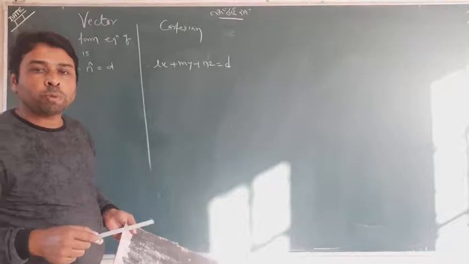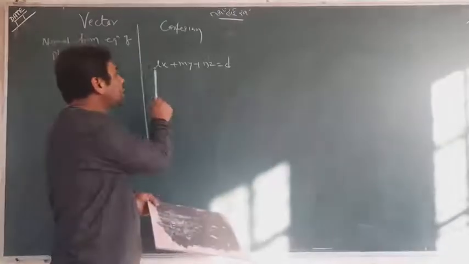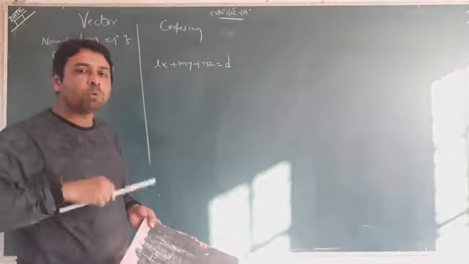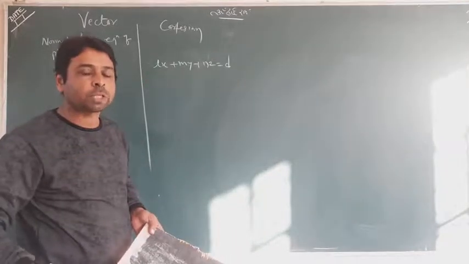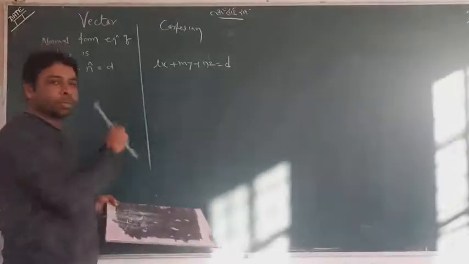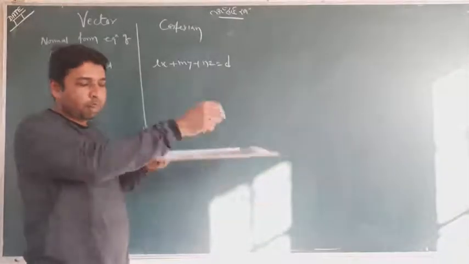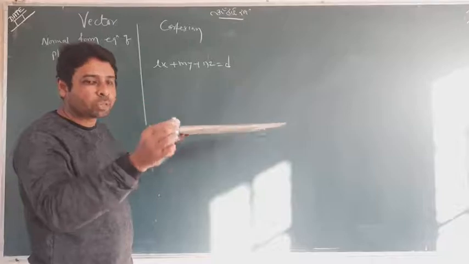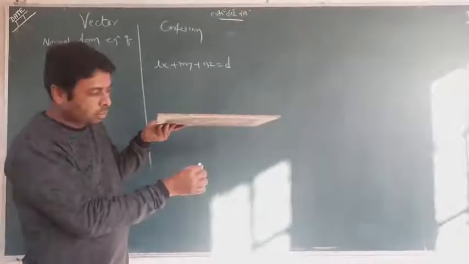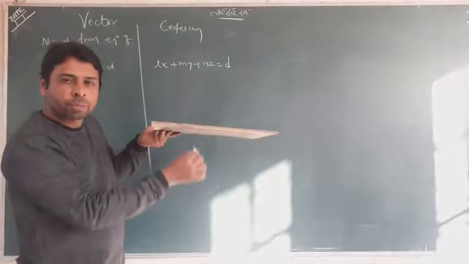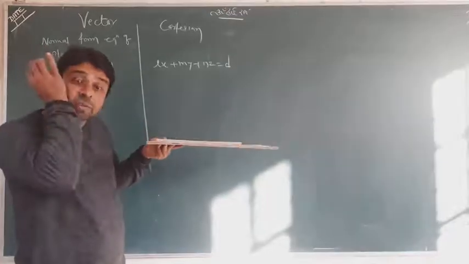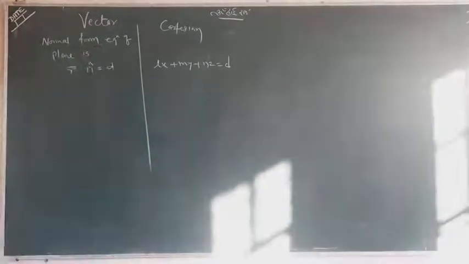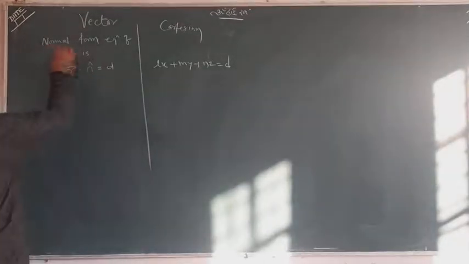If I ask you what n cap is, you will say li plus mj plus nk, because you want to represent that in vector form. This d is specific. This is the perpendicular distance of this plane from the origin point. Suppose the tip of the chalk is the origin point, and this distance is called d, which is the perpendicular distance of the plane from the origin point. So these two things are normal form.